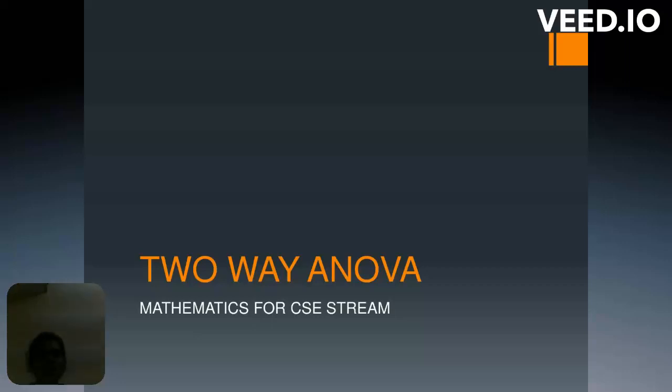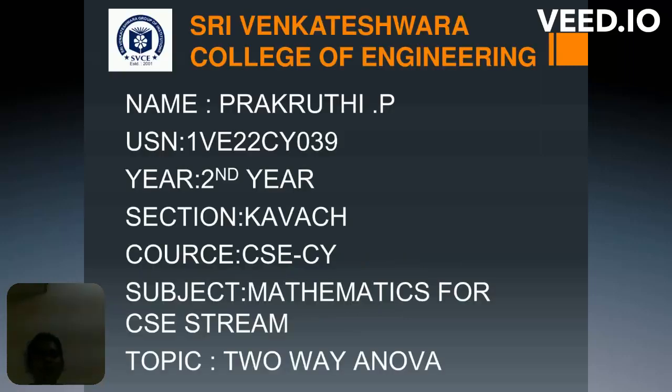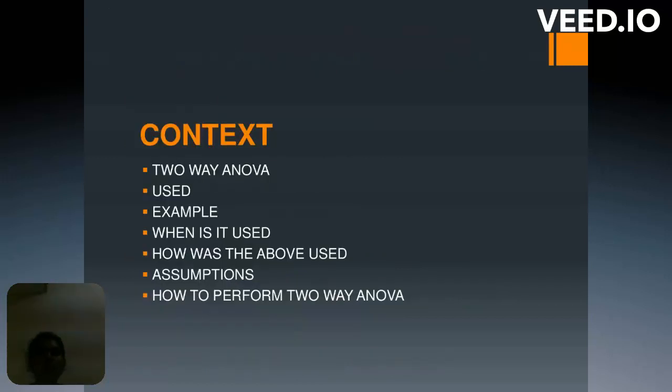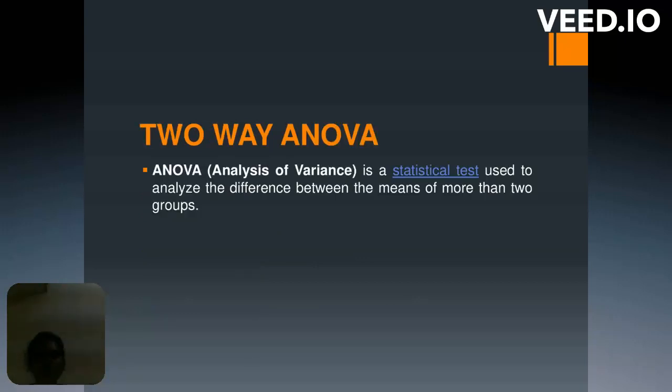I'm a second year computer science engineering student studying in Sri Venkateshwara College of Engineering, and today I'm here with a presentation for mathematics in CST stream, and my topic is two-way ANOVA. So I will be discussing the two-way ANOVA related concept with the meaning, what is two-way ANOVA, its uses, example, and when it is used, and how it is used, and its assumptions, and how to perform two-way ANOVA. So let's get to know what is two-way ANOVA.